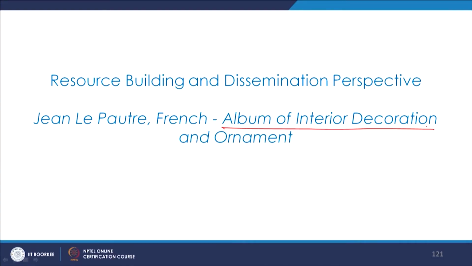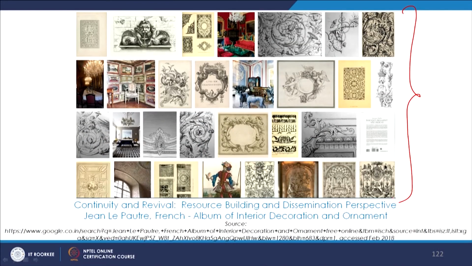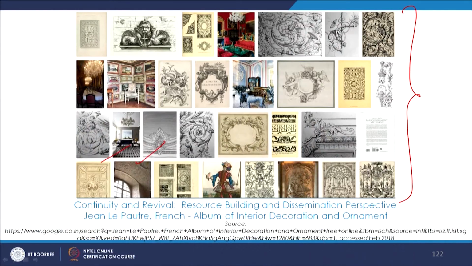So this is how we discussed the resource building and dissemination part, and then we moved on to the album of interior decoration and ornament, and we were seeing the works of the artist Jean Lepautre, and we could understand the significant contributions made and the catalog that he has created, the different elements which have been put together and which are there as references, be it the space or a particular element, a wall surface design or a mirror design or a spatial design. So those kinds of details we saw in this catalog, which is there in the collection of a lot of different museums, very popular museums.